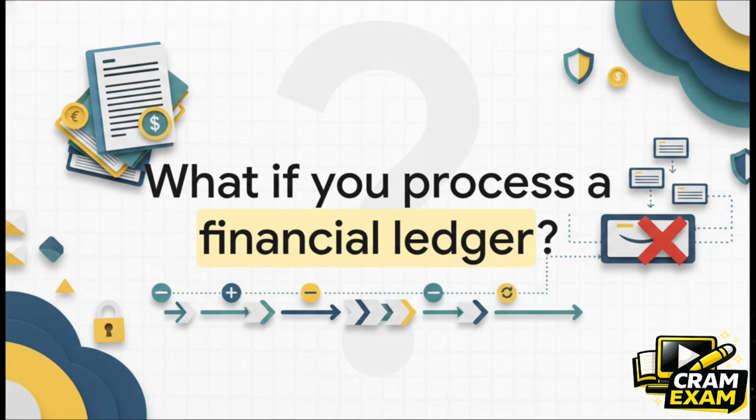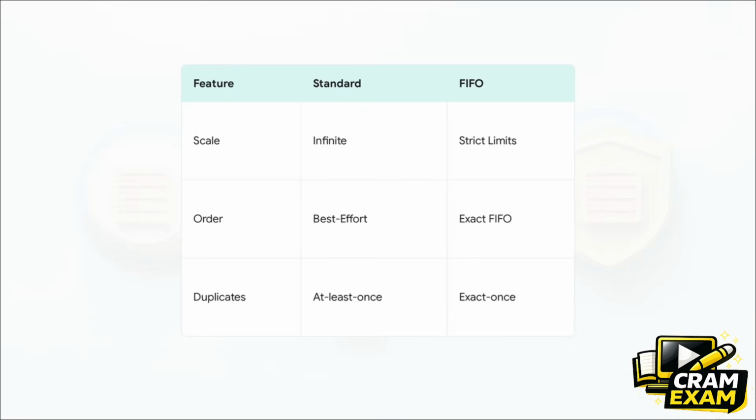But wait, what if you're processing something like a financial ledger? In that case, the exact order of transactions is absolutely critical, and you absolutely cannot tolerate any duplicates whatsoever. Standard SQS just isn't going to cut it here. For that, you need a first-in, first-out queue. That stands for first in, first out.